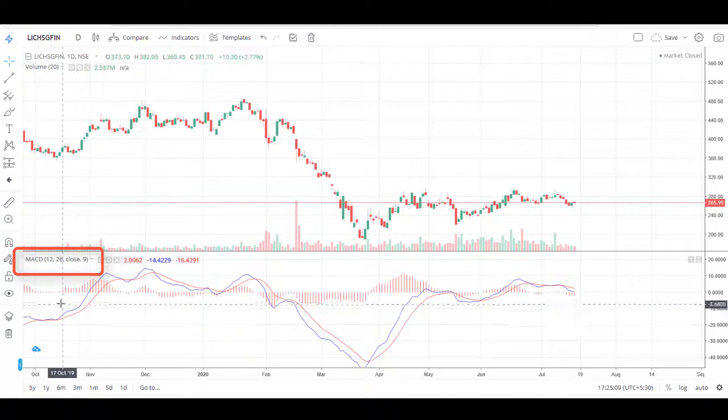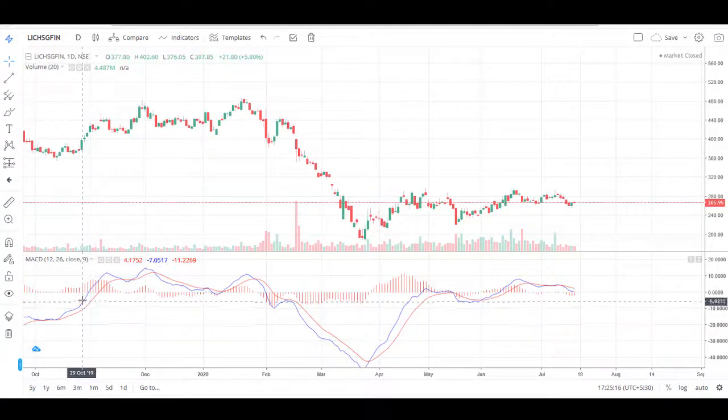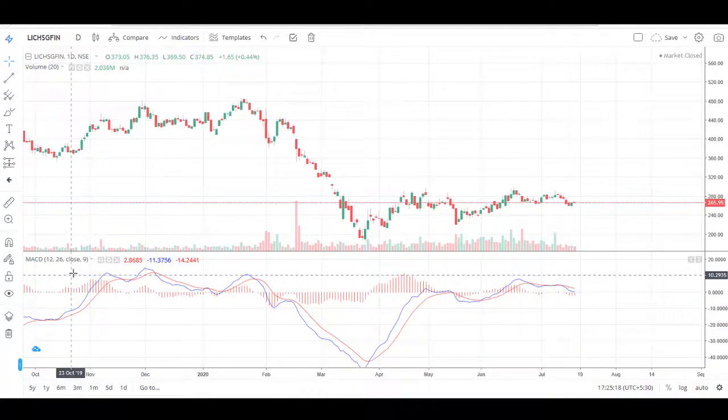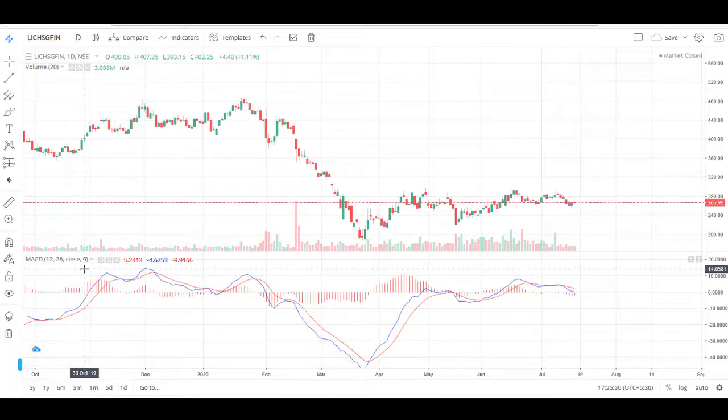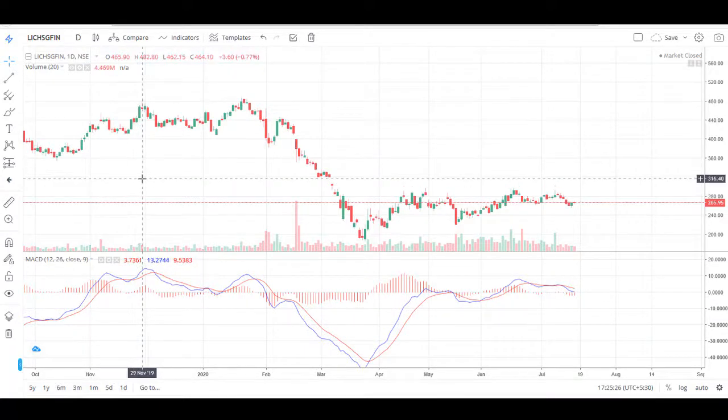So the value is 12 and 26. When we subtract the 12 and 26 moving averages, you will get the value. Based on that value, this MACD line moves. And next comes the 9-day exponential moving average, which is called a signal line. This line represents the last 9 days of price action, on a 1 day time frame.